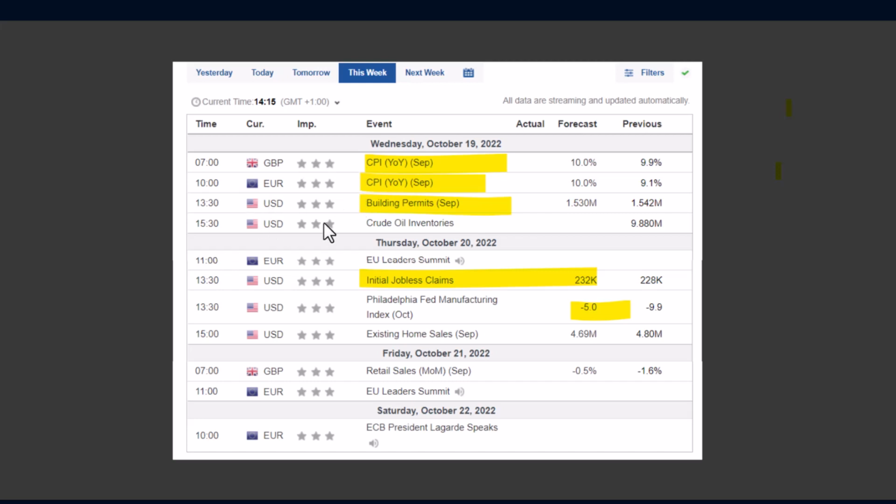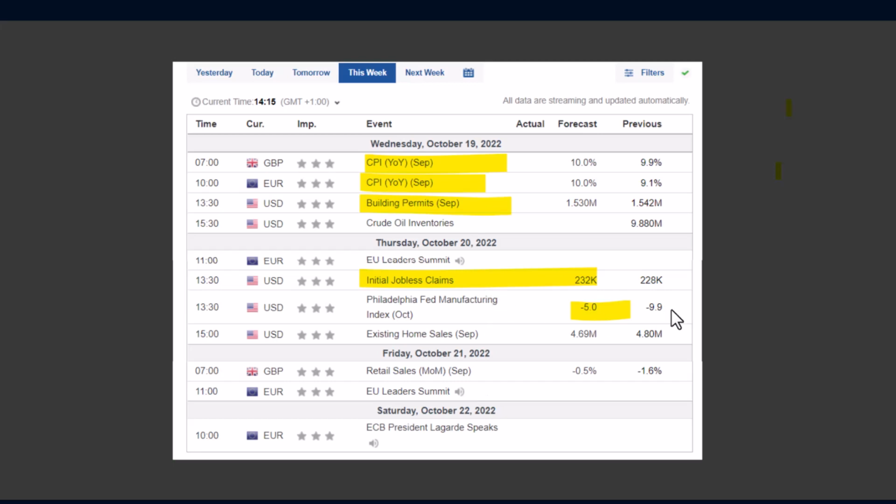And also out of the US, which already kicks off after Wednesday, I want to have a look at building permits. Are we seeing an increase or decrease in that? And initial jobless claims, are they going up? And then potentially manufacturing as well, as that is kind of dropping. So what's the story there? That's really what I'll be focusing on this week.